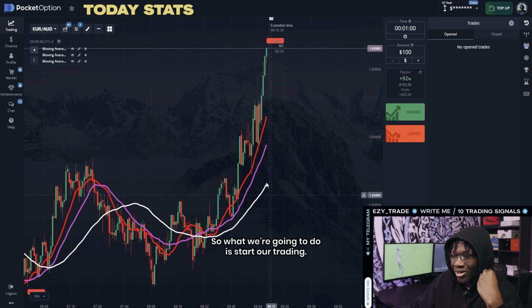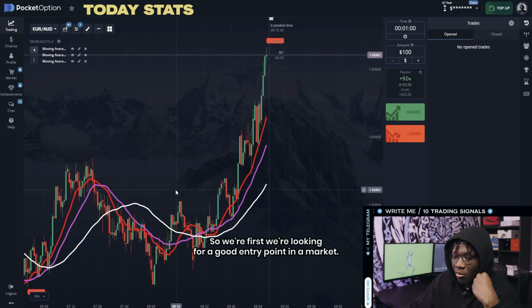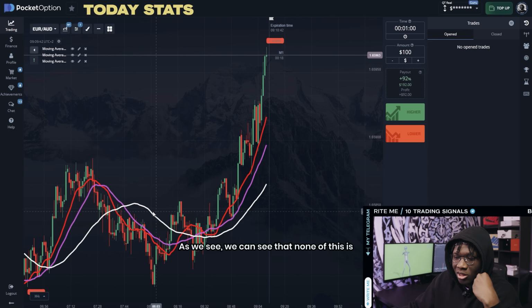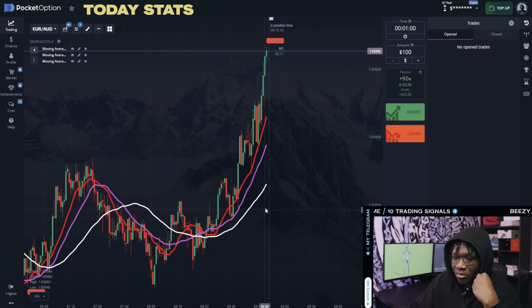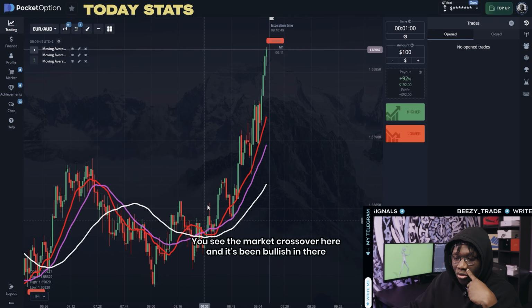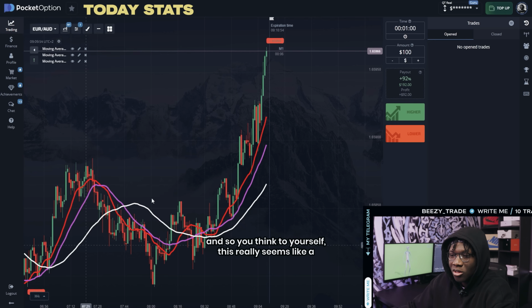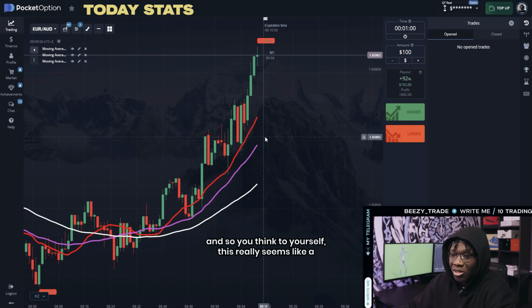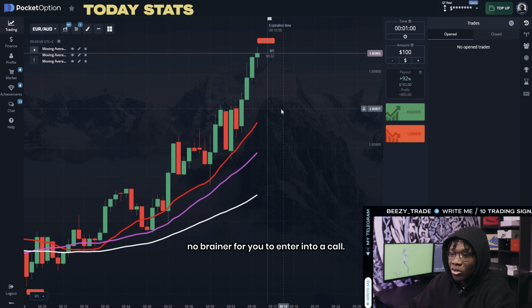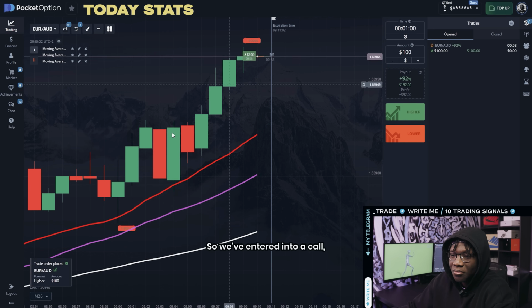So what we're going to do is start our trading. We're looking for a good entry point in the market. As we can see, everything right here is below our 50 EMA. You can see that the market crossed right here and it's been bullish since then. And so you're thinking to yourself, this really seems like a no-brainer for you to enter into a call. So we've entered into a call.